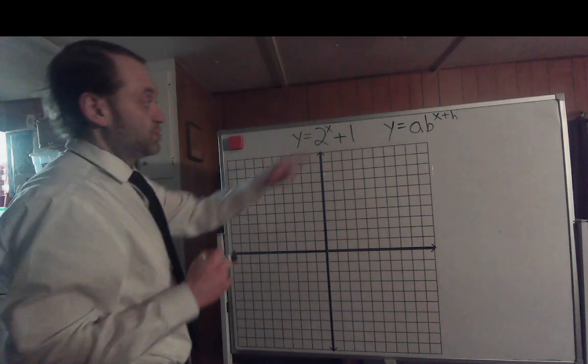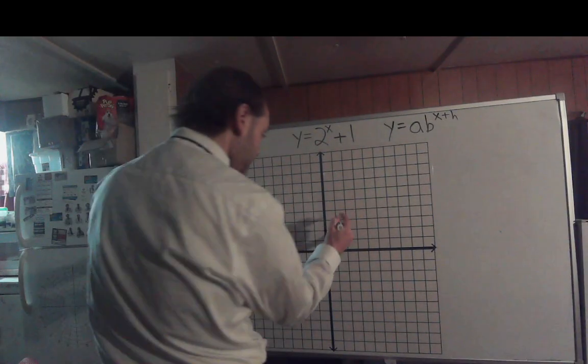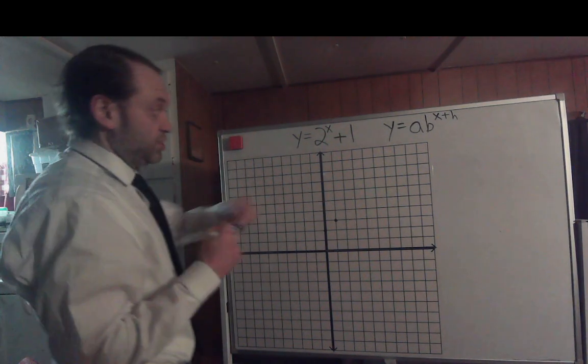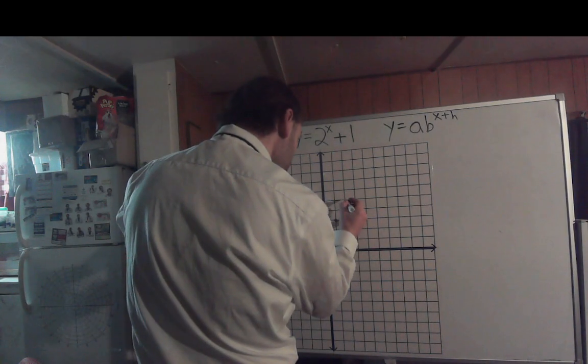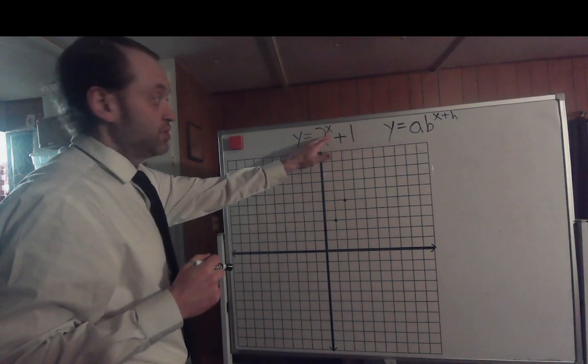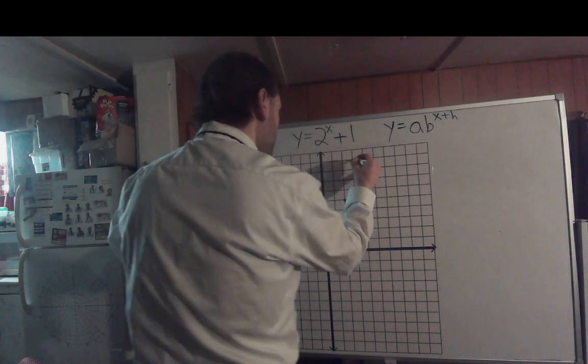Now, let's do 2 to the first, which is 2, plus 1 is 3. Alright, and then 2 to the second is 4, plus 1 is 5. And what the heck, let's do x is 3. 2 to the third is 8, plus 1 is 9. We'll be all the way up here.